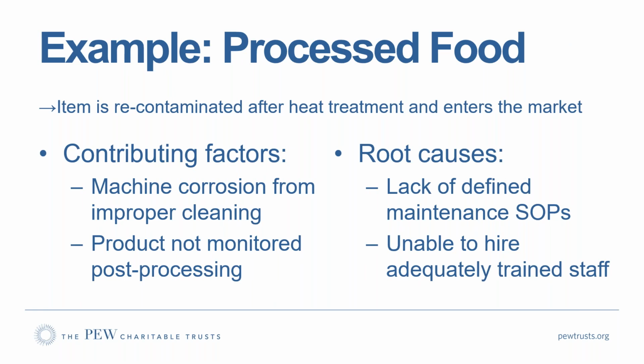So this is just an example that we use in the guide to illustrate the differences between contributing factors and root causes. We just really wanted to drive this home. The hypothetical here is that a processed food is recontaminated after heat treatment, and then it enters the market. So in this example, a contributing factor might be something where there was some sort of problem with the equipment, like machine corrosion or a valve in the plant was bypassed, and then the product wasn't monitored for post-processing recontamination.